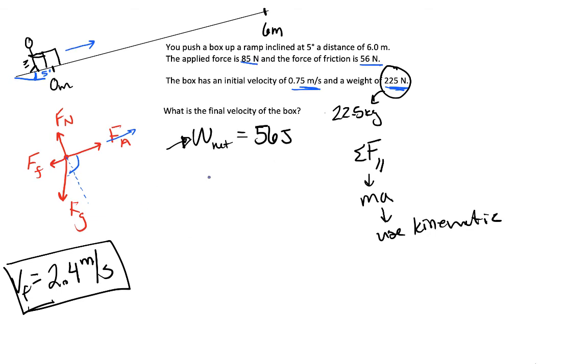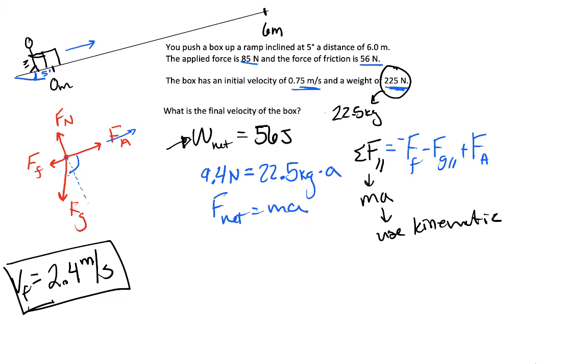The good news is in the previous video, we actually found the sum of the forces in the parallel direction. If you remember, that's negative force of friction minus Fg parallel plus the force applied. And when we did that, we got 9.4 newtons. So 9.4 newtons is the mass, which is 22.5 kilograms, times the acceleration. Remember, this is Newton's second law, F net equals ma. So we'll take 9.4 divided by 22.5, and we'll get our acceleration of 0.42 meters per second squared.